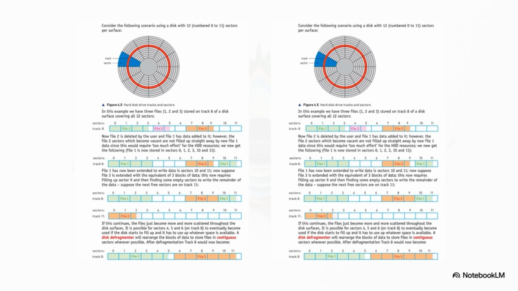Here's a perfect example of a utility program in action: disk defragmentation. So look at the image on the left. Over time, as you save and delete stuff, the pieces of a single file can get scattered all over the physical disk drive. To read that file, the computer has to jump all over the place, and that really slows things down. The defragmentation utility acts like a librarian for your data.